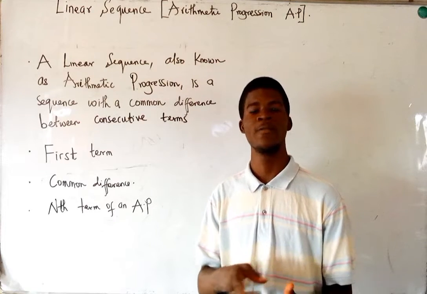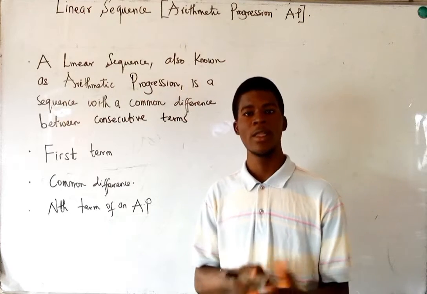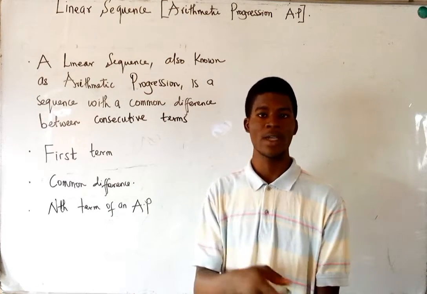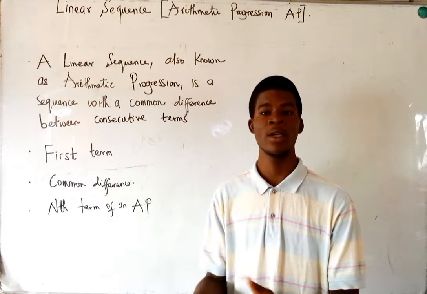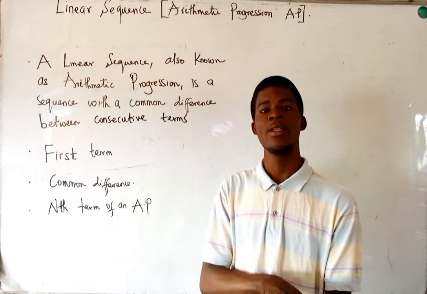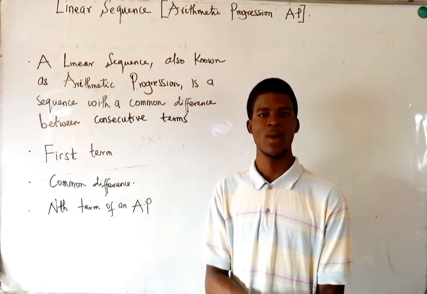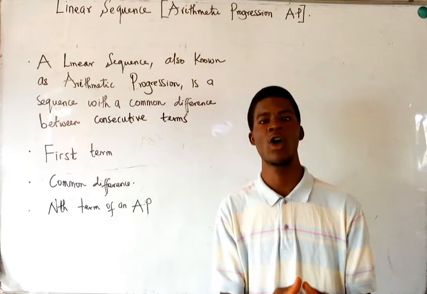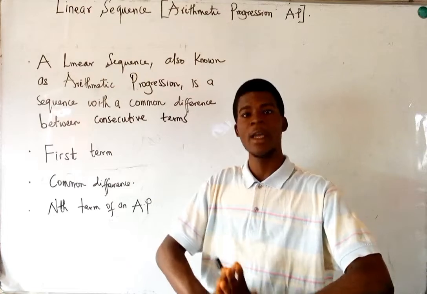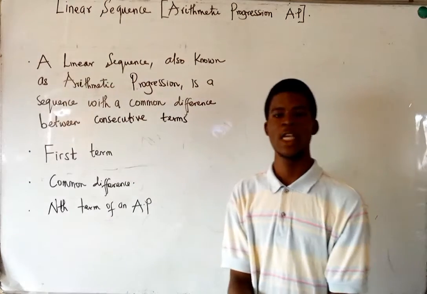between consecutive terms. Remember that we said that in a sequence, there is a common relationship between consecutive terms. And right now, we are seeing that an AP or a linear sequence is an example of a sequence. So the relationship between the terms of a linear sequence is called the common difference. That's what we are saying. So in a sequence, there is a common relationship, but the relationship that exists in an arithmetic progression is the common difference.